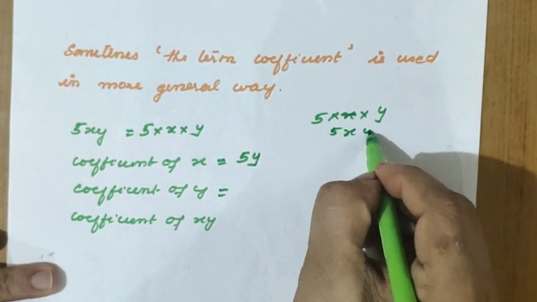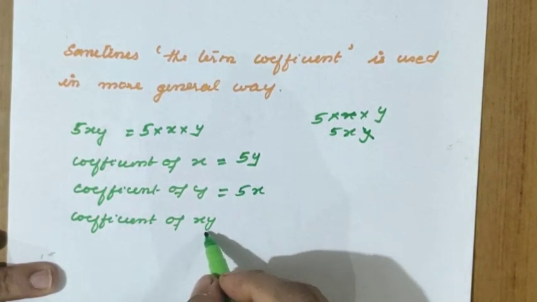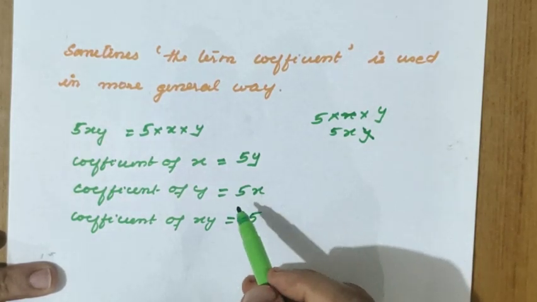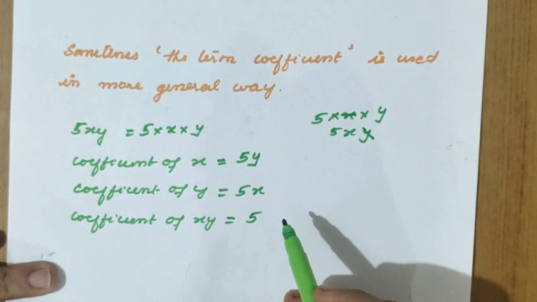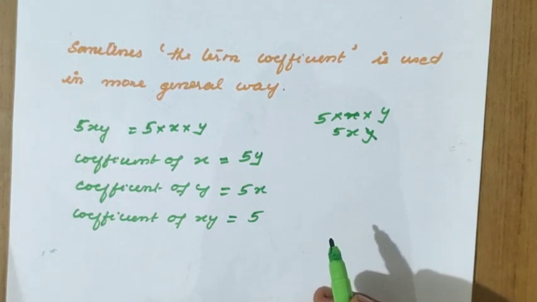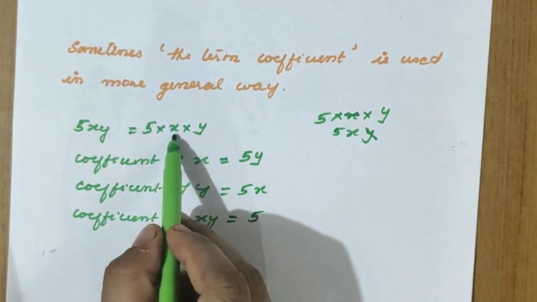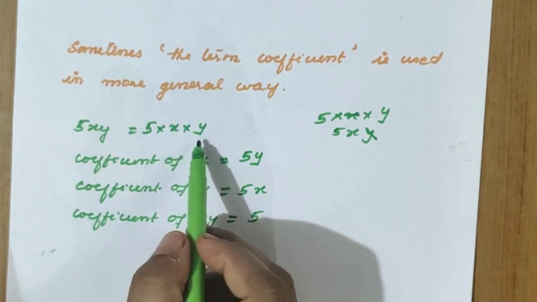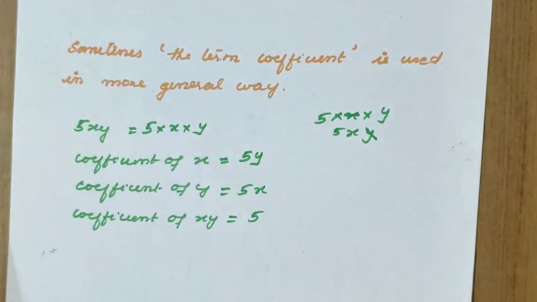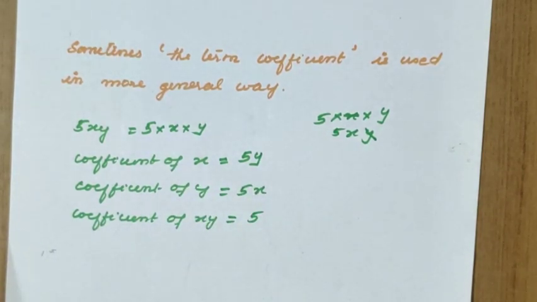Again, one more time I'll write. Coefficient of y is what is there other than y. What is there? 5x. Now the coefficient of xy is a numerical coefficient. The number is 5 only. So here we are using the coefficient in a more general way. Because multiple variables are present here, more than one variable, the coefficient meaning also changes here, right? So the coefficient of x means other than x, what is present? 5y.